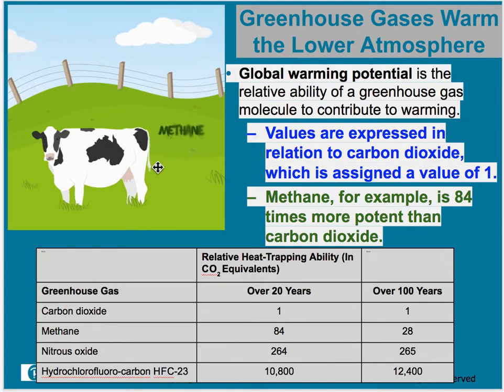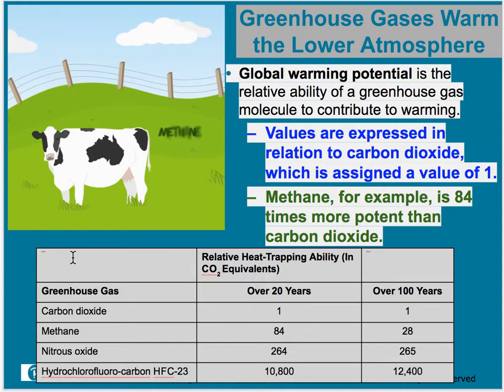And they always compare it to carbon dioxide. So if carbon dioxide has a value of 1, meaning it will hold heat in near the earth and keep us warm, then methane is actually 84 times stronger, which is like, here the cow is actually farting. So in this video, that is a gas. So methane is actually 84 times stronger, and nitrous oxide, which is like a laughing gas, is like 264 times stronger than a molecule of carbon dioxide.